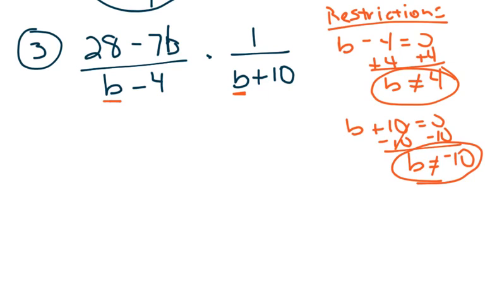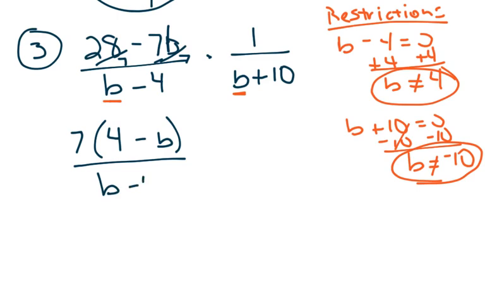Now, I notice that this numerator has a GCF. It has a GCF of 7. So I'm going to factor out a 7. 28 divided by 7 is 4. -7b divided by 7 is -b. All over b minus 4, and then times 1 over b plus 10.